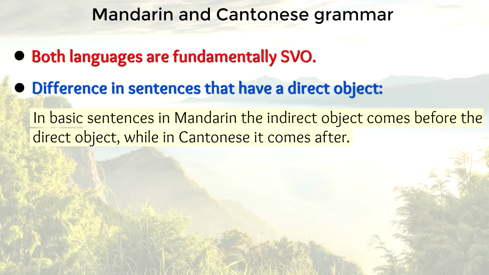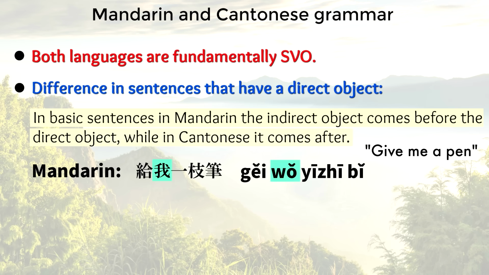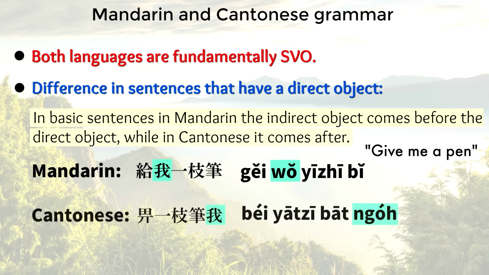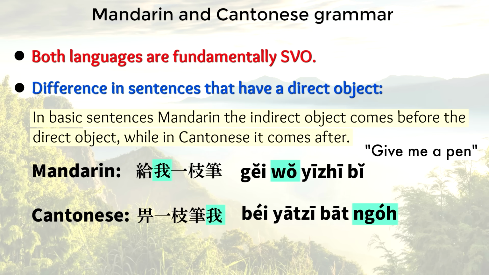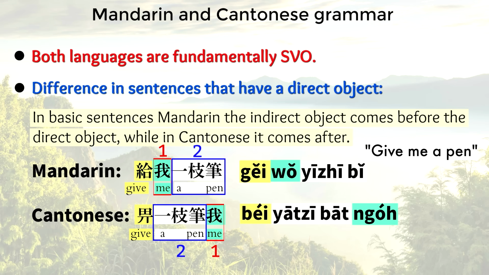One difference can be noted in sentences that have a direct object. In basic sentences in Mandarin, the indirect object comes before the direct object, while in Cantonese it comes after. For example, here's a sentence in each language meaning, give me a pen. In Mandarin, we would say, 給我一支筆 and in Cantonese it's, 俾一支筆我. Notice that these are imperative sentences, commands or instructions. Word for word, the Mandarin sentence translates as, give me a pen. The Cantonese sentence translates as, give a pen me, with the indirect object in the sentence final position, after the direct object. Notice that the word meaning I and the phrase meaning a pen are reversed.